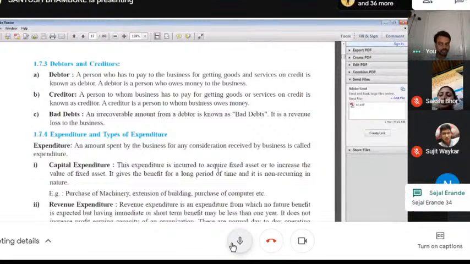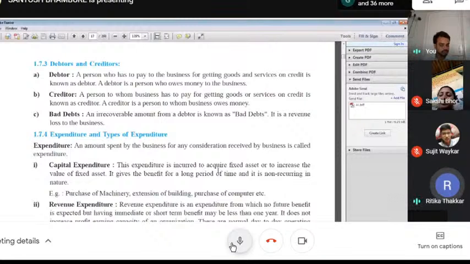Ritika, have you understood that point? Yes, sir. Okay, can you explain narration? It is a brief explanation of a business transaction.